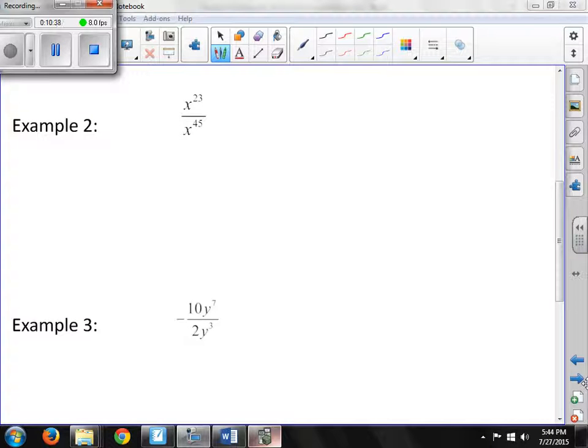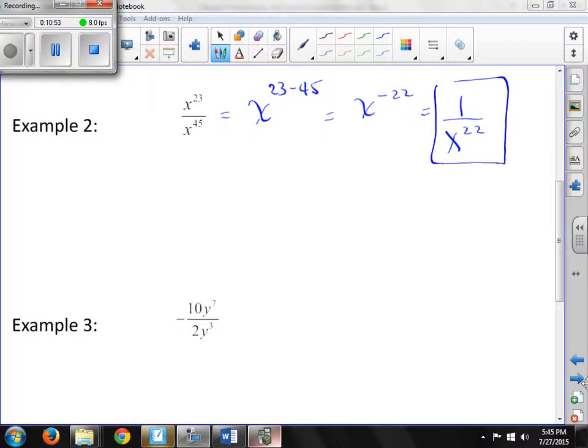Now we're going to subtract the exponents here, so we will have x to the 23 minus 45, or we'll have x to the negative 22, which would be 1 over x to the 22nd power. We want to leave our answers with positive exponents. You see, this one is bottom heavy. The answer is going to turn out to be in the denominator. 45 is bigger than 23, so when you subtract 45 minus 23, you will have 22 left in the denominator. It's bottom heavy, so the x's belong in the denominator.